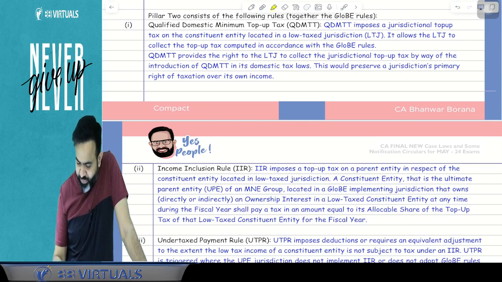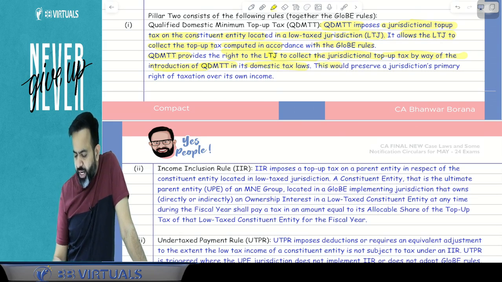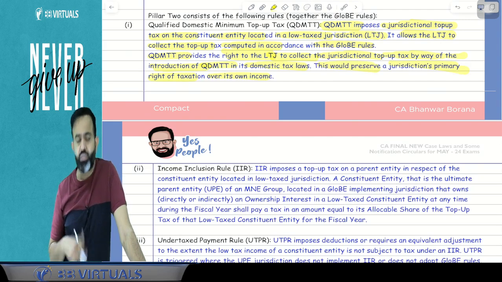So here try to understand. The QDMTT imposes a jurisdictional top-up tax on the constituent entity located in a low tax jurisdiction. It allows the low tax jurisdiction, that is Dubai, to collect the top-up tax computed in accordance with the GloBE rule. QDMTT provides the right to the low tax jurisdiction to collect the jurisdictional top-up tax by way of introducing the QDMTT in its domestic tax law, and this preserves a jurisdiction's primary right to taxation over its own income.